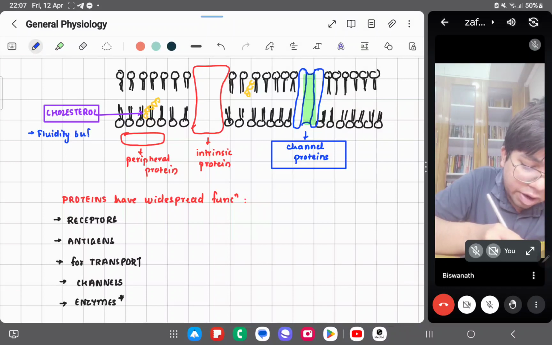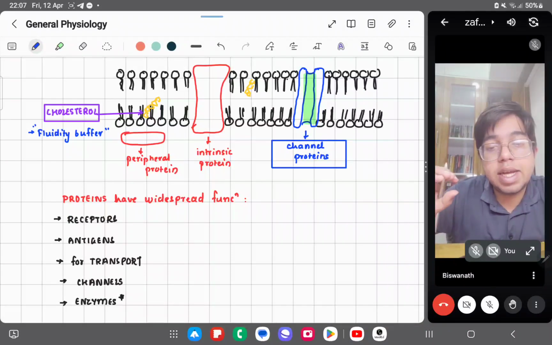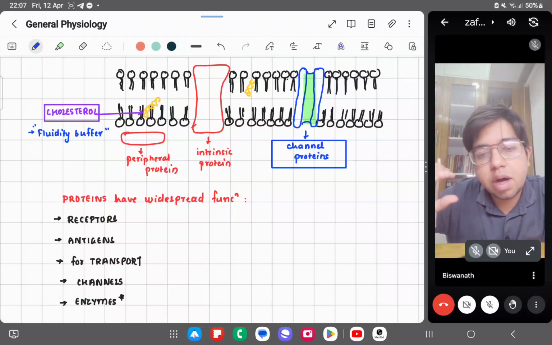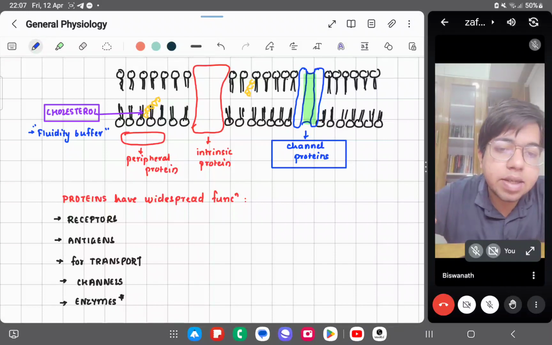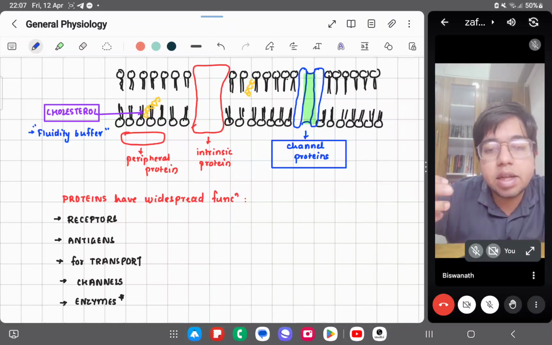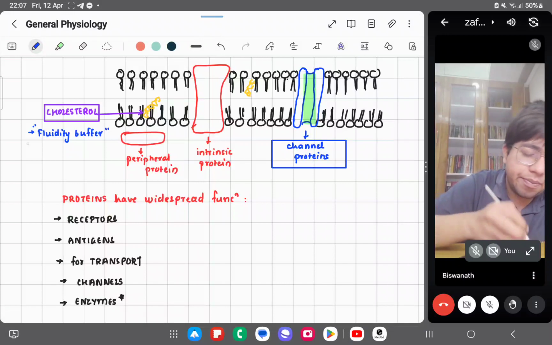Fluidity buffer means it maintains the fluidity of the membrane. Where there is a need, the membrane must be a bit harder. It maintains the hardness or the softness of the membrane, basically altering the fluid balance across the membrane. So it acts as a fluidity buffer, right?